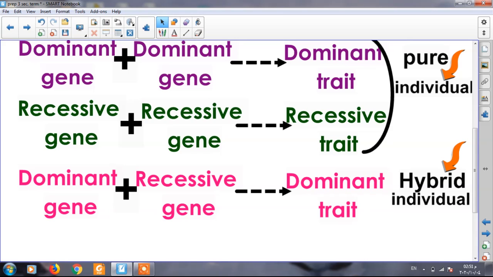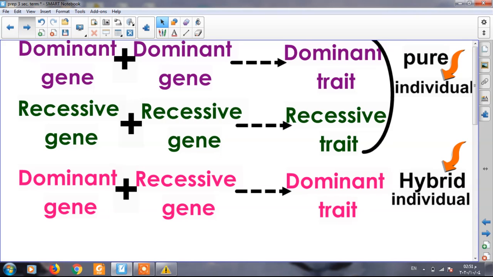be recessive. What about if we have a hybrid individual? Hybrid individual, of course all traits dominant. Why all traits dominant? You know hybrid consists of what? Of different genes, dominant and recessive. So hybrid is forever dominant, and pure may be dominant and may be recessive.